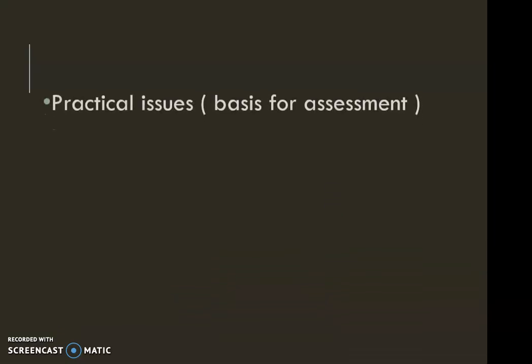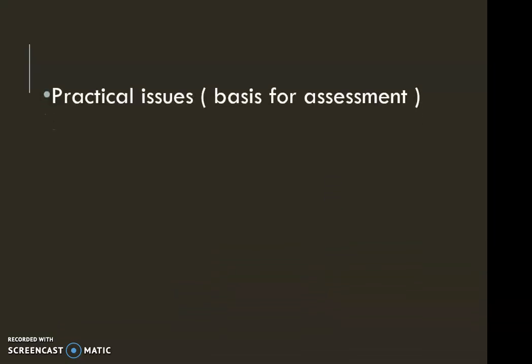One of the reasons is a very practical one, right? A syllabus is an organizing construct that will allow us to organize teaching and also assessment, right?